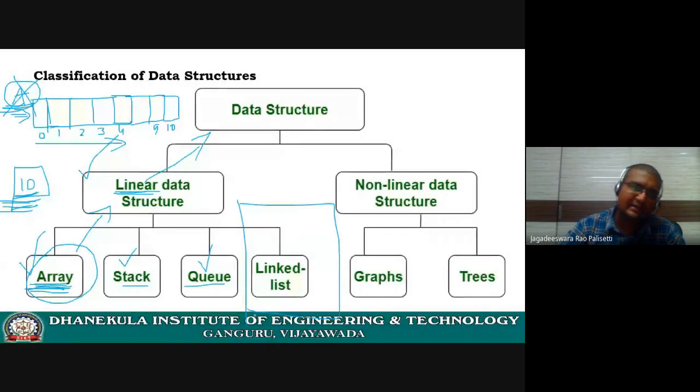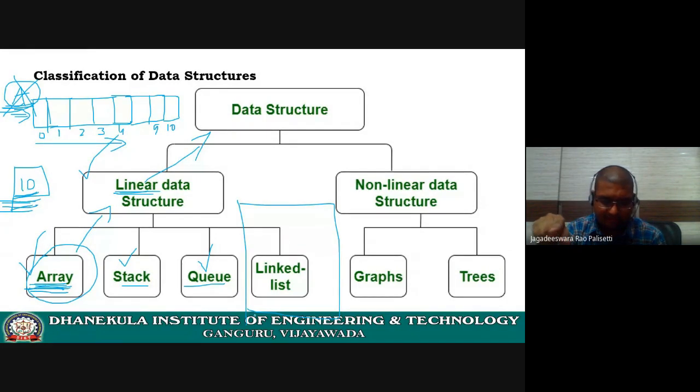Am I clear? Memory is allocated in both the linear data structure and the non-linear data structure. But in the linear data structure, for my 10 data elements, all the locations should be in a continuous manner. A non-linear data structure also accommodates my 10 memory locations, but the 10 memory locations may not be continuous. They can be wherever in the computer's memory we have free space.